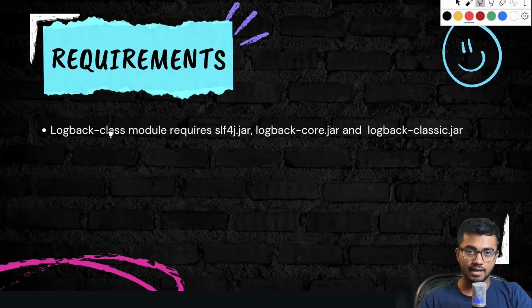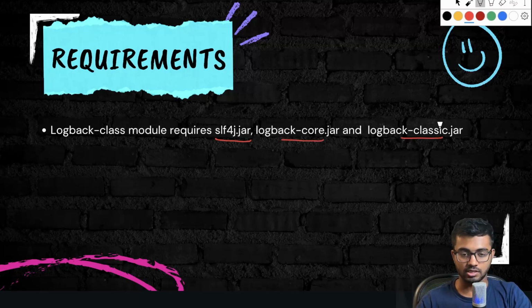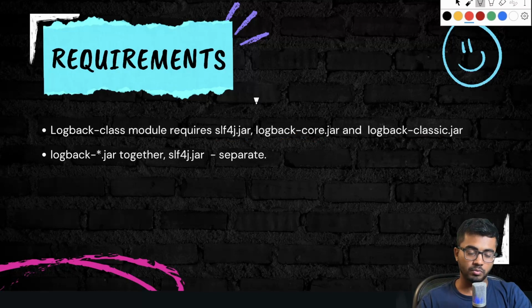The Logback classes should be added as a dependency to your primary application. Mostly we're talking about Java applications here. It requires an slf4j jar, a logback-core jar and a logback-classic jar. Whenever we are installing the Logback module, it combines all of these different logback-hyphen jars, so that's why they are put together. They are available as a single package, and the slf4j jar is a separate thing which needs to be installed or added to the classpath for the whole Logback setup to work efficiently.